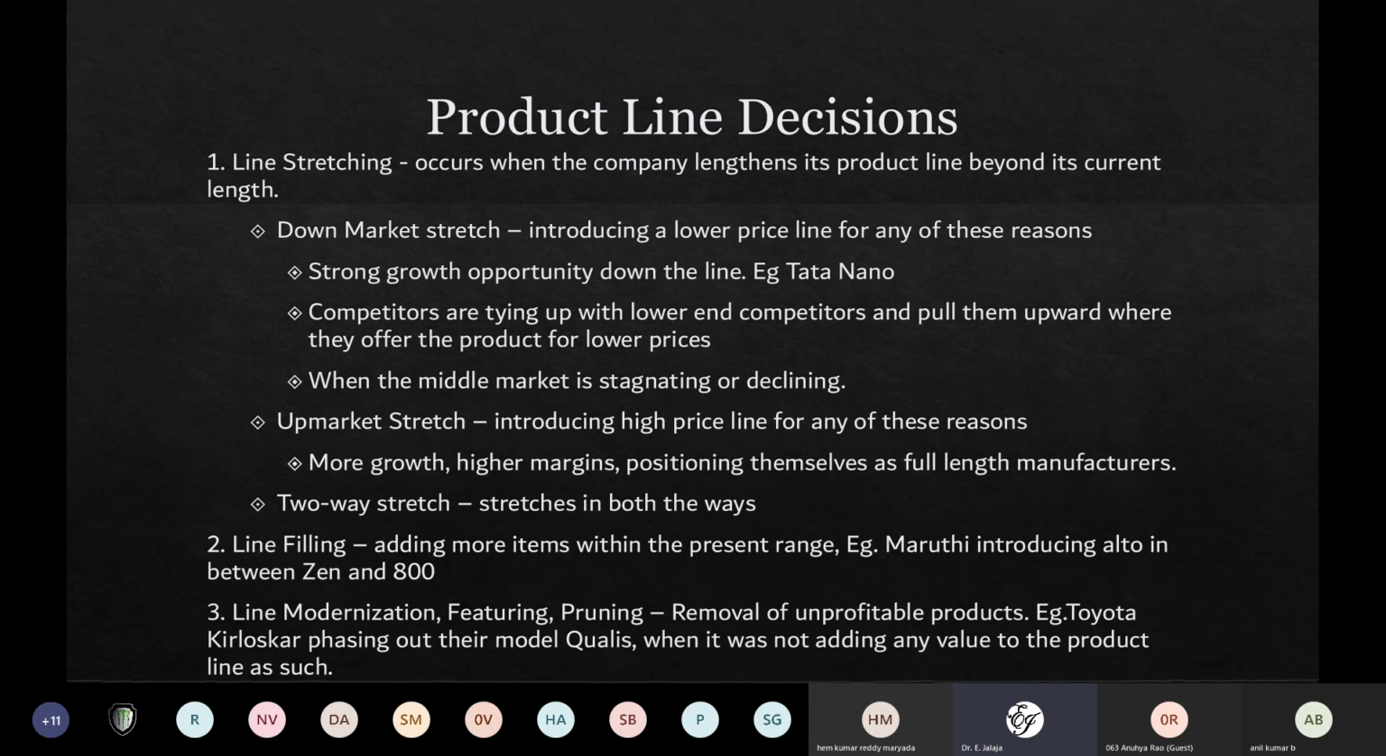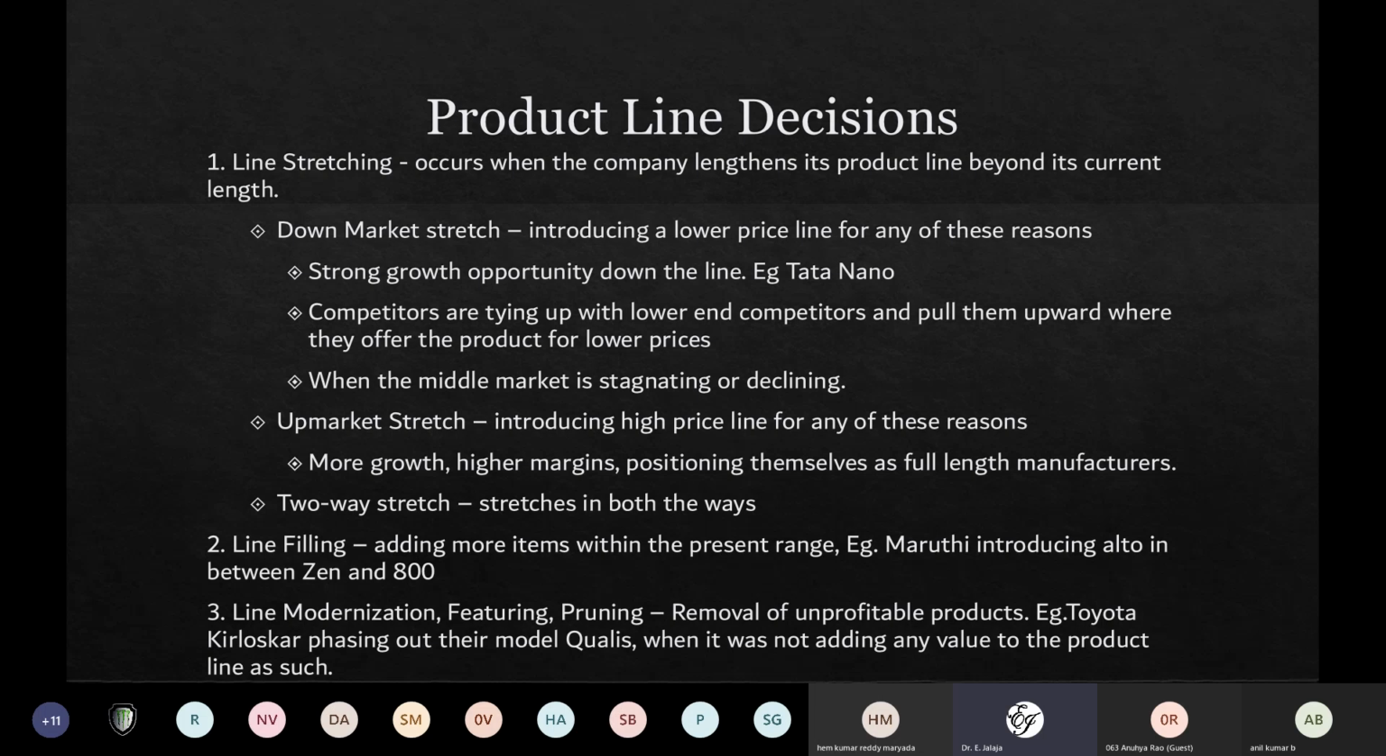So product line decisions are categorized into three. We have three different types of decisions: line stretching, line filling, line pruning. These are the three key decisions organizations will take. What is line stretching? You are stretching the line, the length of the product line. You are increasing the length. You are adding more products. How are you adding? Again, you have certain strategies to follow.